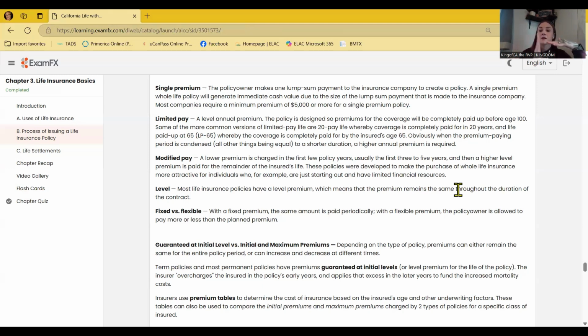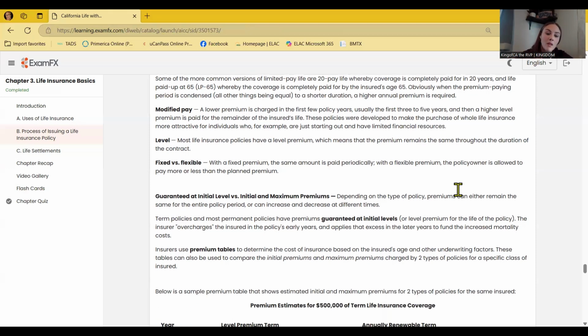So modified pay, it's less expensive the first 3 to 5 years. After that 3 to 5 years is up, it shoots up and it levels out at a higher rate for the rest of the duration of the policy. Okay. These policies were developed to make the purchase of whole life insurance more attractive for individuals who, for example, are just starting out and have limited financial resources. We will get into that more as well.